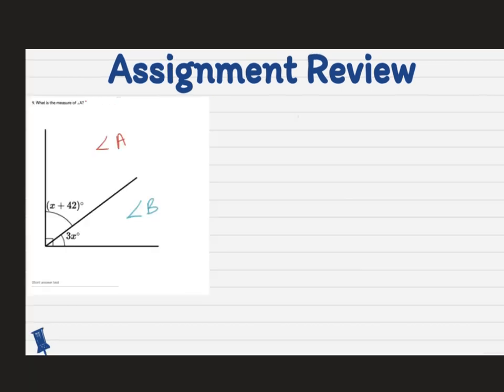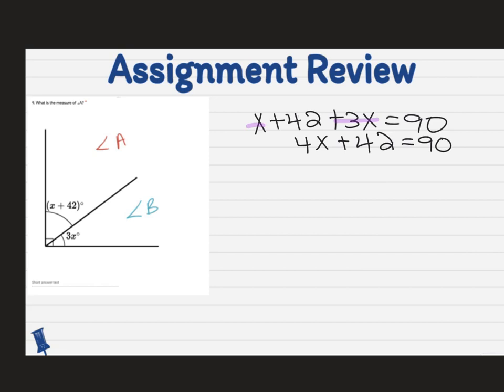All right, question number 9 says, what's the measure of angle A? So first we need to set up the equation to solve. These are complementary angles, so they're equal to 90. So I add my two angles, I set it equal to 90. Now I'm going to combine like terms and set up the equation. All right, so we're left with 4x plus 42 equals 90. And then I subtract 42 on both sides. So I'm left with 4x equals 48. Then I divide both sides by 4. And I'm left with x equals 12.